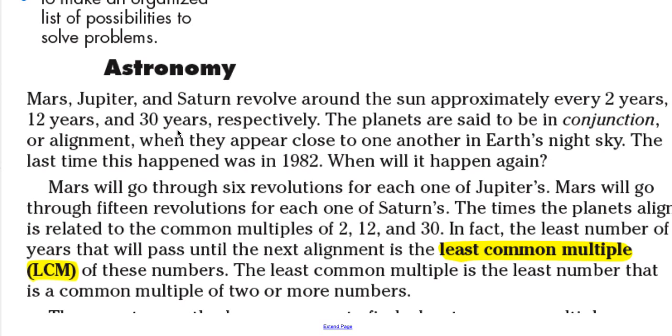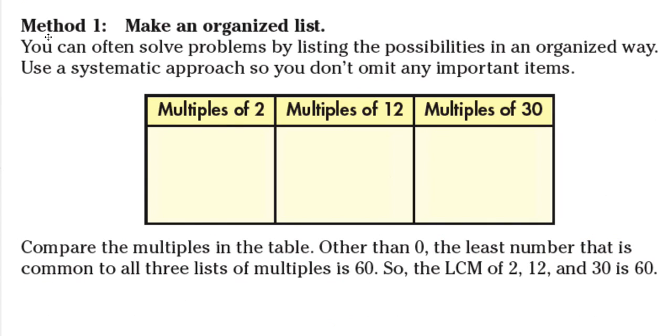We studied LCM in 6th grade, we studied it in 7th grade, and we'll go back to it again today. There are two methods you can use to find the least common multiple. Method number 1, we make an organized list. You can often solve problems by listing the possibilities in an organized way. Use a systematic approach so you don't omit any important items.